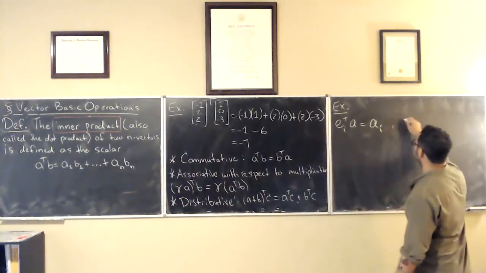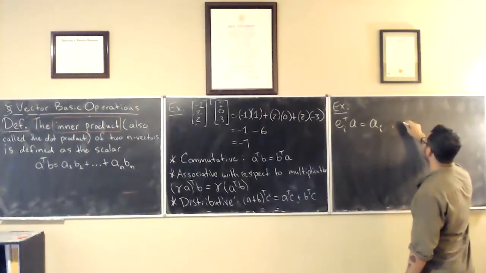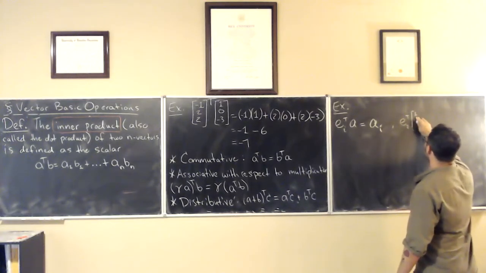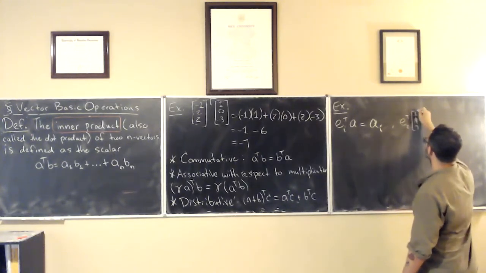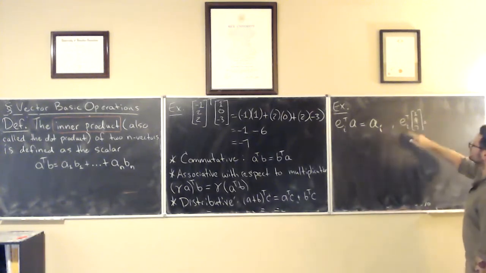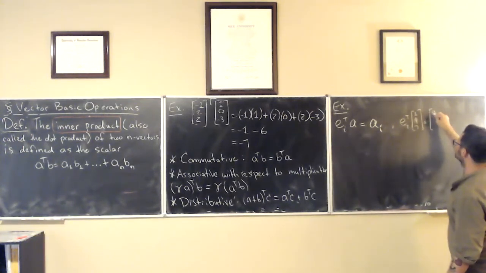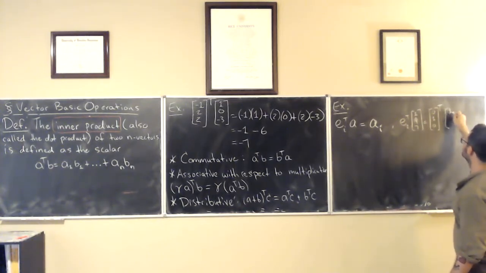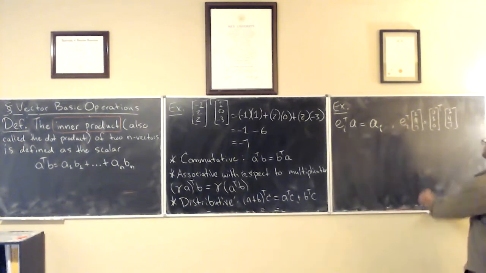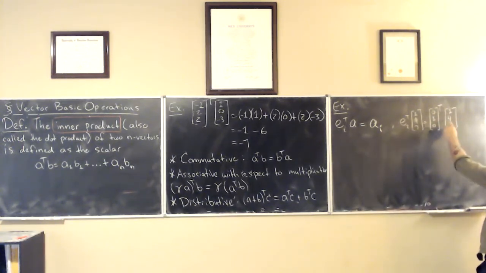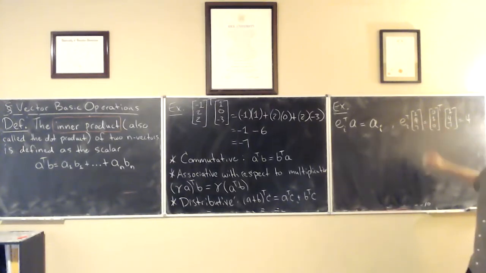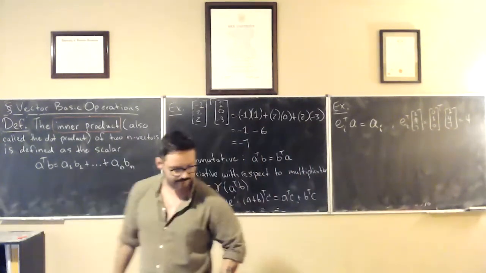So maybe, for example, e_2 transpose times maybe 1, 4, 7. This is the vector 0, 1, 0, still times that 1, 4, 7. So then that times that is 0, plus that times that, plus that times that. This is just 4. And you see that it selected out the second entry from that vector. Okay.